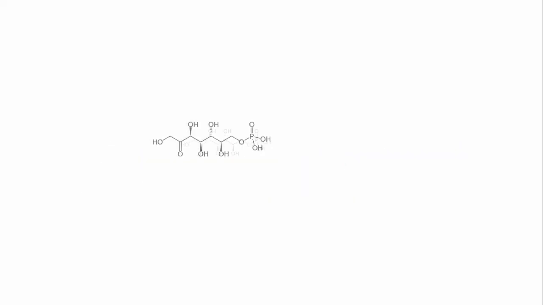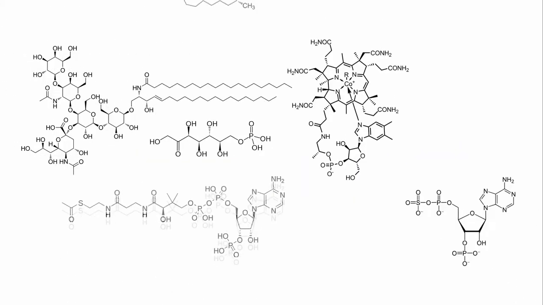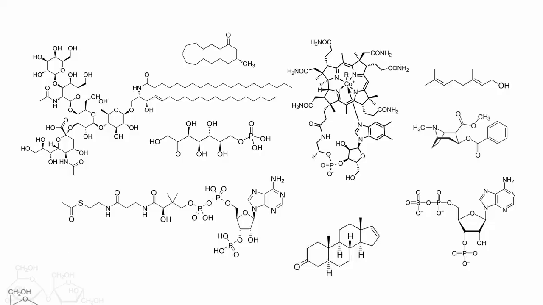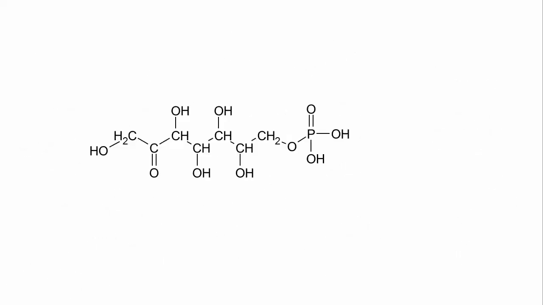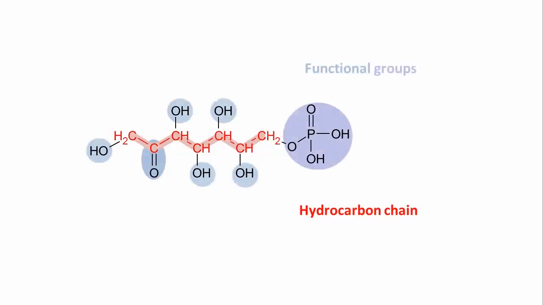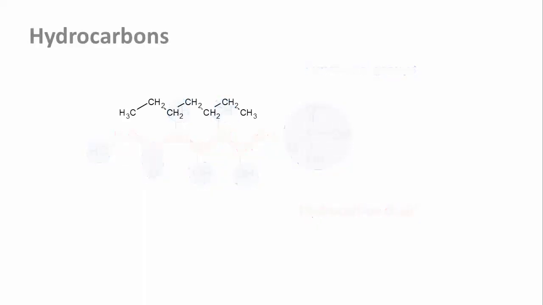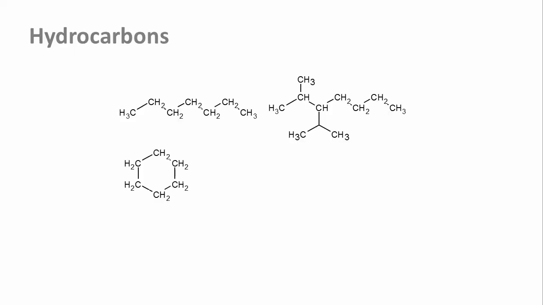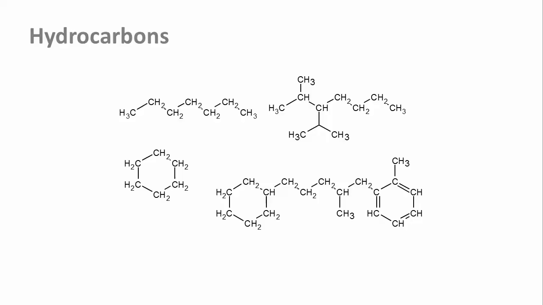Now that we understand the basics, let's have a look at the kinds of molecules that carbon can form. The astounding variety of compounds in biochemistry is basically a combination of hydrocarbon chains and rings and functional groups. Hydrocarbons, as the name says, are compounds of just carbon and hydrogen. These can be chains, branch chains, rings, and combinations of all that.